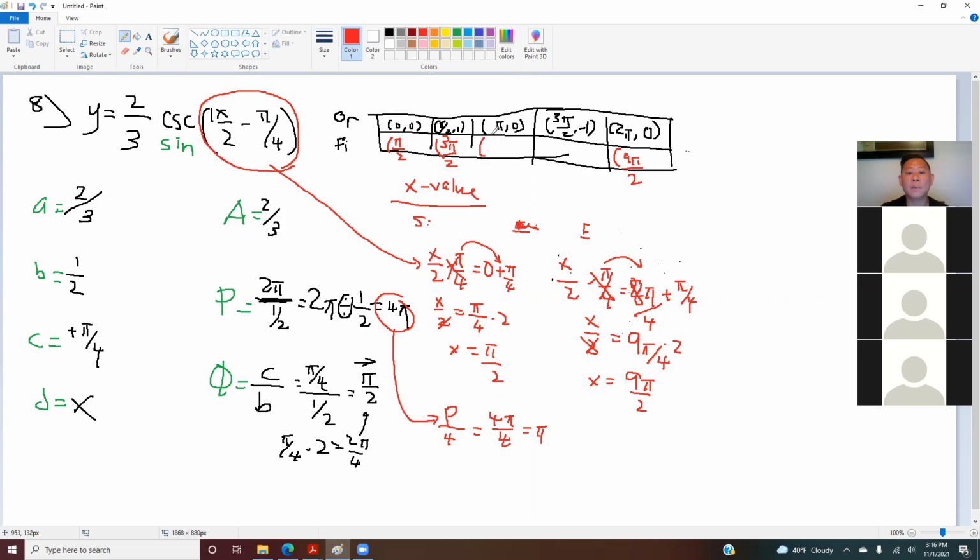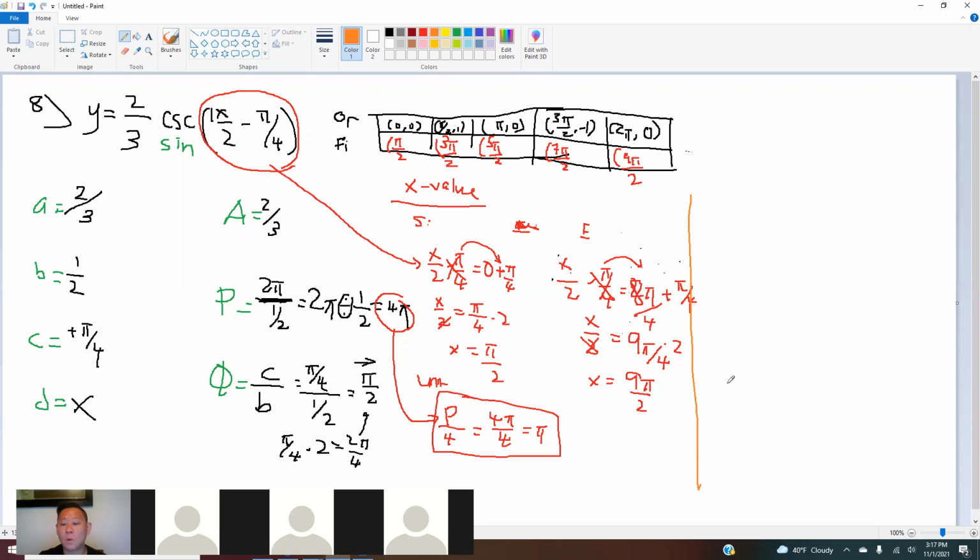And then you add another pi, it will be 5 pi over 2. And you add another pi, it will be 7 pi over 2. And then you add another pi, it will be 9 pi over 2. So this is your unit. We'll talk about that later on. This is a little bit tricky.